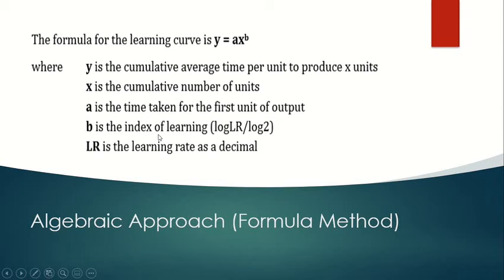So here we want to know how we are going to find the index of learning, or B. There is a standard formula given for that, and we want to use it. So log learning rate should be divided by log 2. Remember, log learning rate should be divided by log 2. This log 2 will always be constant.